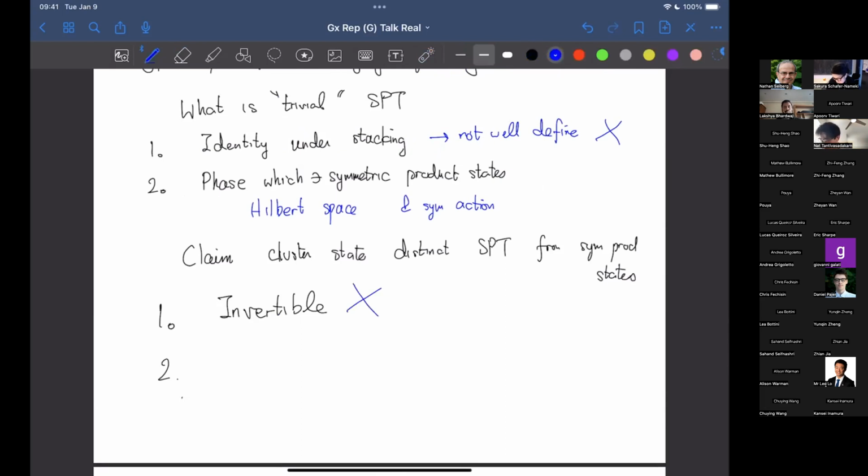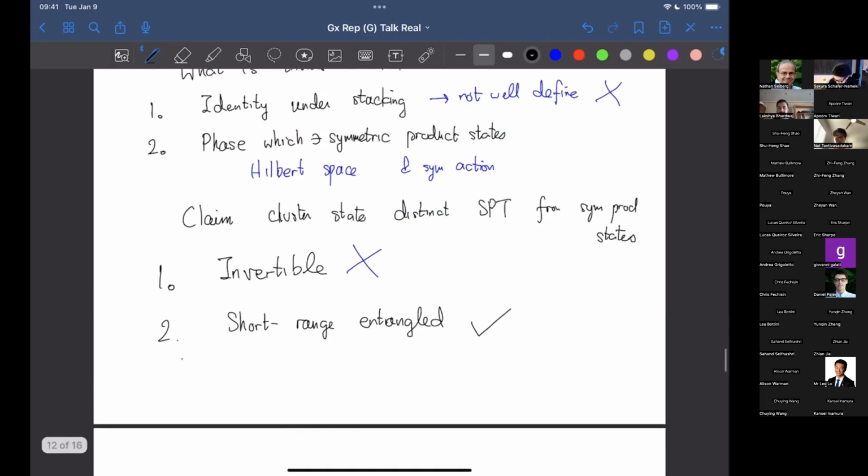Second is: is this phase short range entangled? Meaning, without the symmetry, is there a circuit that connects it to the trivial product state? And this turns out to be the case. So if you forget about the symmetry, there is indeed a finite depth circuit that connects it to the product state. I'm not going to write it down explicitly, but we do in the paper.